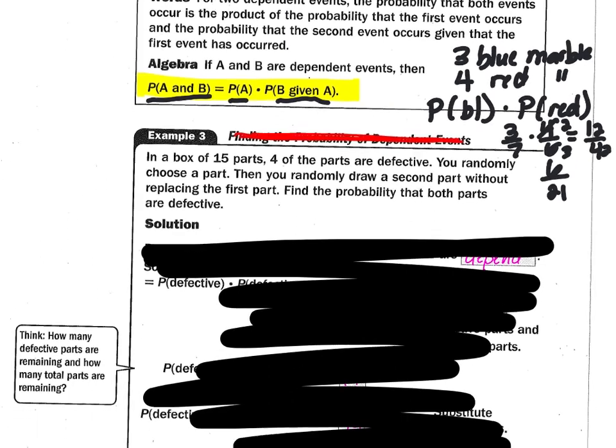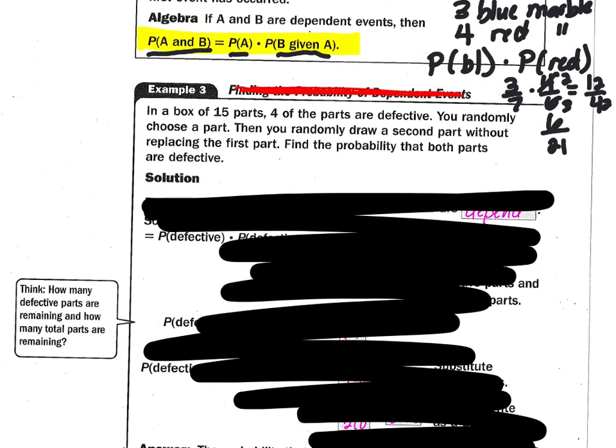Okay? In a box of 15 parts, 4 of the parts are defective. You randomly choose a part, then you randomly draw a second part without replacing the first part. Find the probability both are defective. So the probability of a defective one times the probability of another defective one.